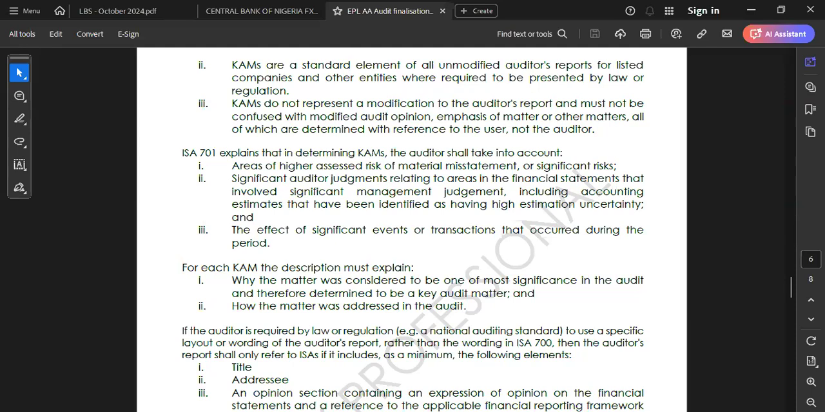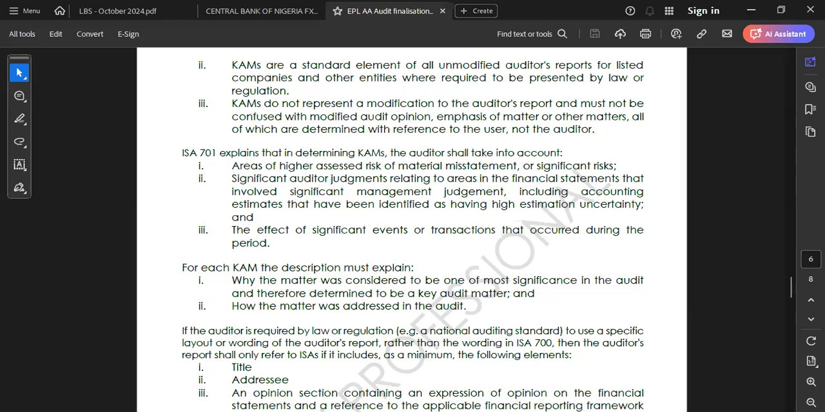Now, why the matter was considered a key audit matter: in that paragraph, the auditor will need to explain why he considered that matter a key audit matter. For you to have that paragraph, it means that the auditor has identified some areas. Now, how do you identify those areas? Why do you think they are key audit matters? The auditor will describe and explain it. And how was it addressed in the audit?